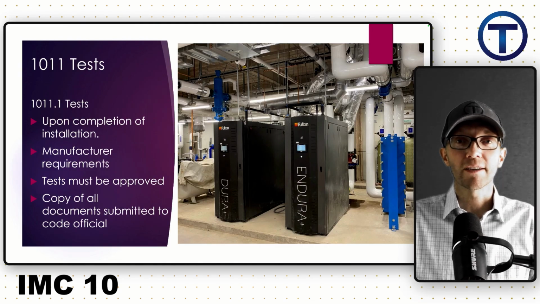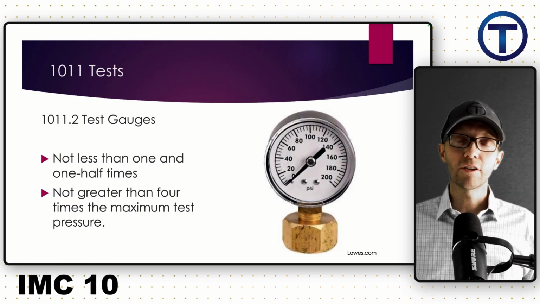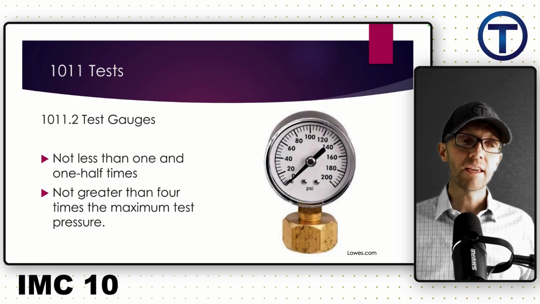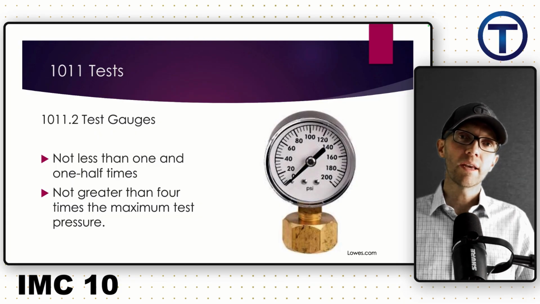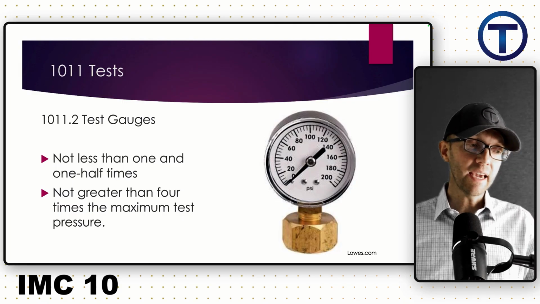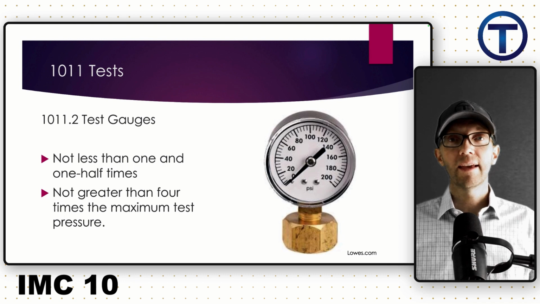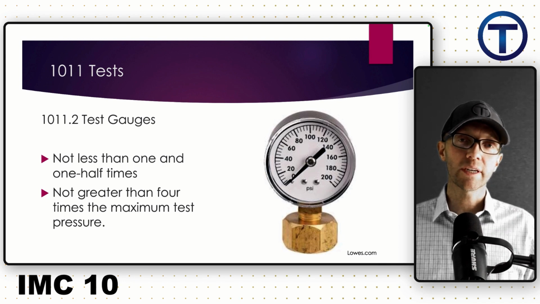That's the intended process. Now, when it comes to tests, any testing that we need to do, including on piping or other parts of the system, we're going to be using gauges. And this section, 1011.2, specifies what sort of gauges we should use. A gauge should not be less than 1.5 times the working pressure.